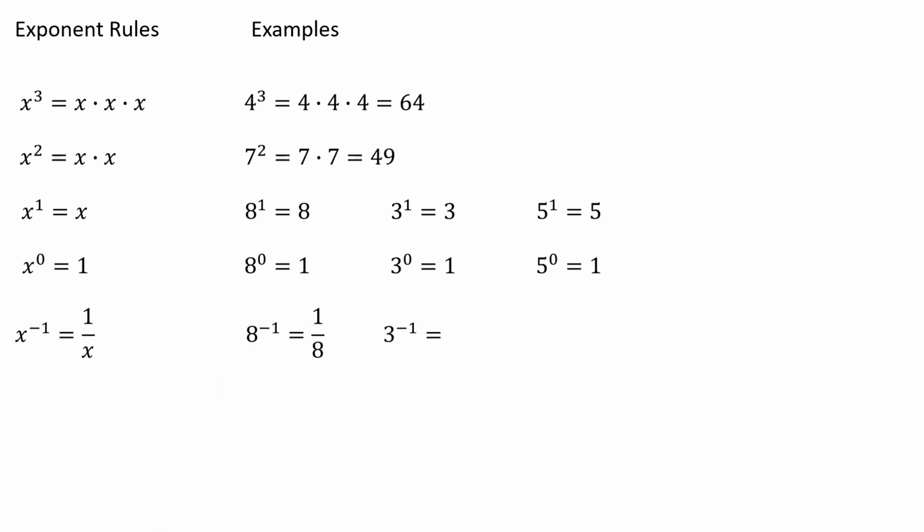3 to the negative 1. Well, I know 3 to the first power would have been 3, but there's a negative on the exponent, so it's 1 over 3. Again, notice a negative exponent does not make the answer a negative number. 5 to the negative first power. Well, that's just 1 over 5. Right? The negative on the exponent tells us that we're dividing by the base instead of multiplying.